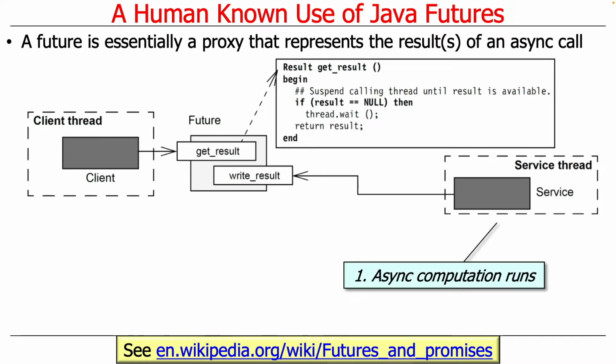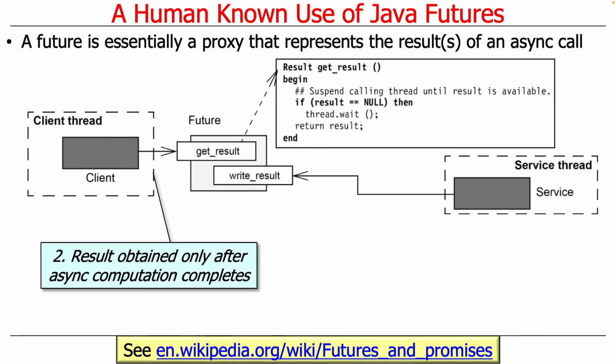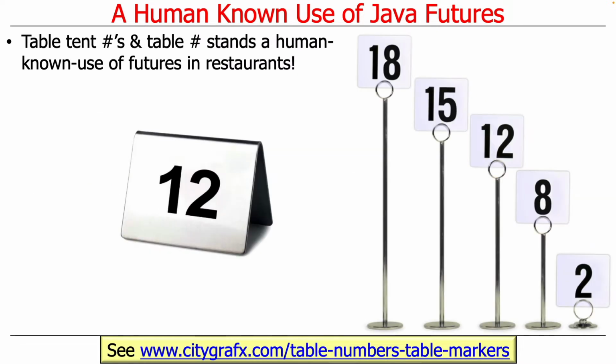Typically, a client invokes an asynchronous operation. That computation runs in some background service thread, and what comes right back to the client is a future, which the client can use to obtain the result when the asynchronous computation completes. So the client invokes an operation, gets a future back, the call runs in the background, and at some point in the future you can get a result back after the computation completes. There are some subtleties to this that we'll talk about as we get further into it.